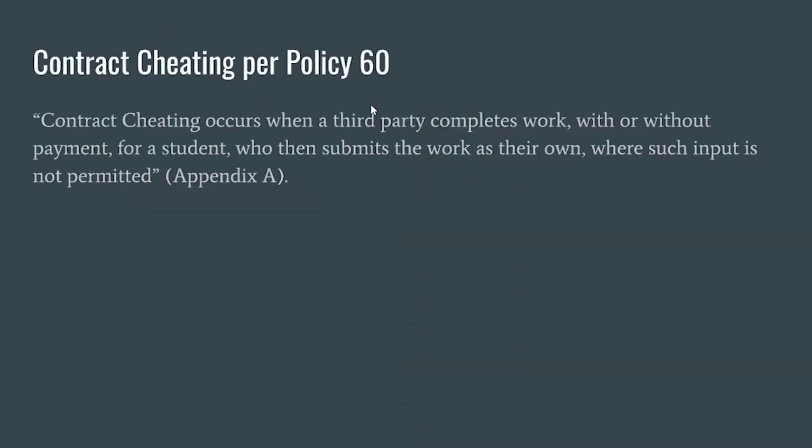So contract cheating is a relatively new term to the conversation in academic integrity, meaning that not everybody in the faculty is even familiar with the term. In Policy 60, it's defined as: contract cheating occurs when a third party completes work with or without payment for a student who then submits the work as their own, where such input is not permitted. So with this kind of broad definition, that could be asking your mom to write your paper for you.